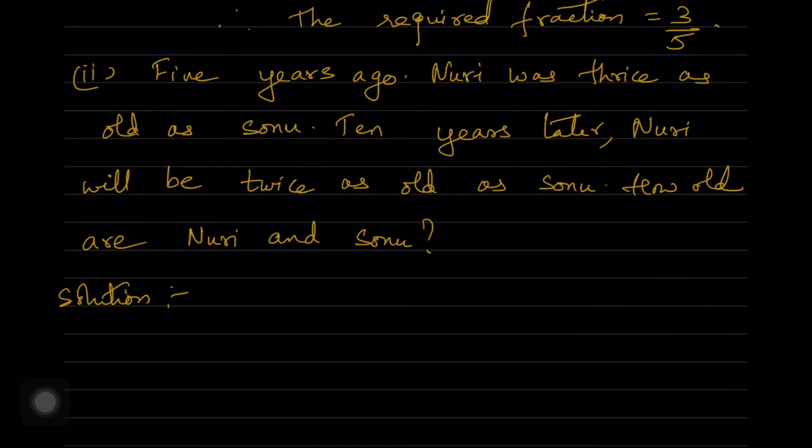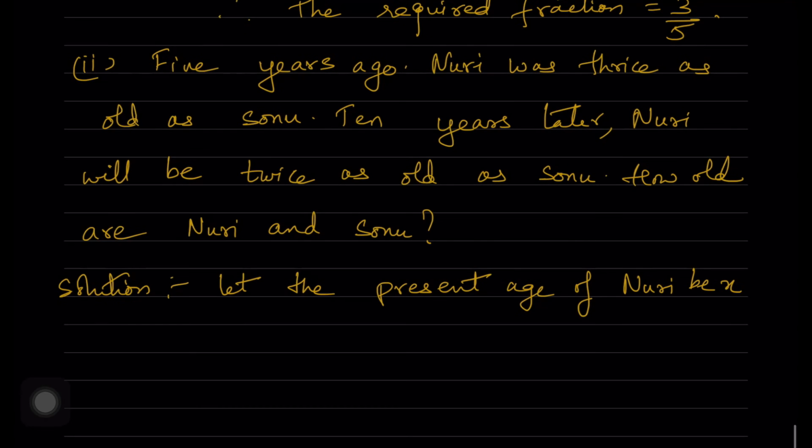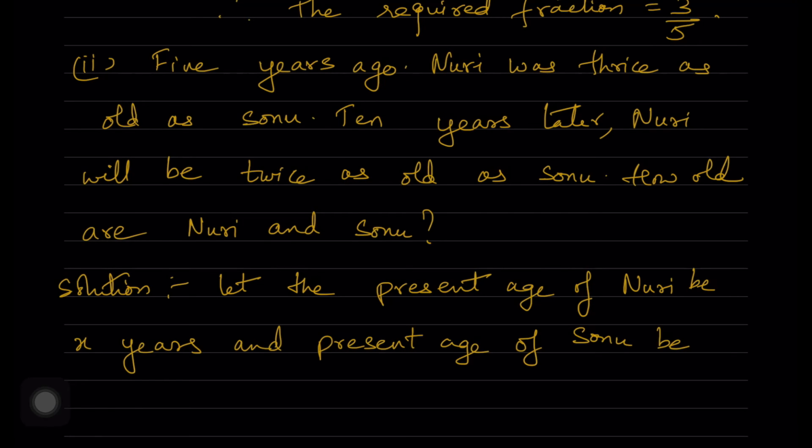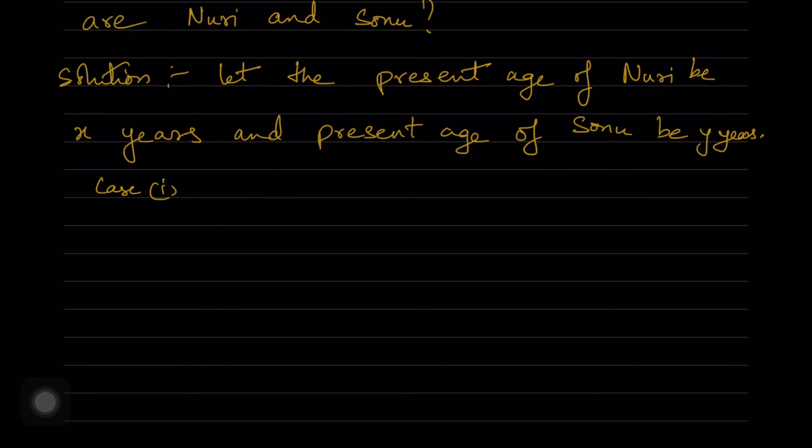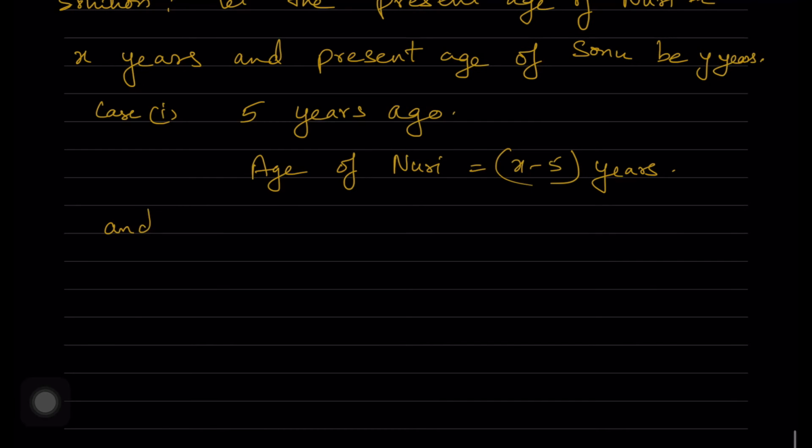Now the second problem. 5 years ago, Noori was thrice as old as Sonu. 10 years later, Noori will be twice as old as Sonu. How old are Noori and Sonu? So let the present age of Noori be x years and let the present age of Sonu be y years. So 5 years ago means we are going back, so the age of Noori is x - 5 years and the age of Sonu is y - 5 years.